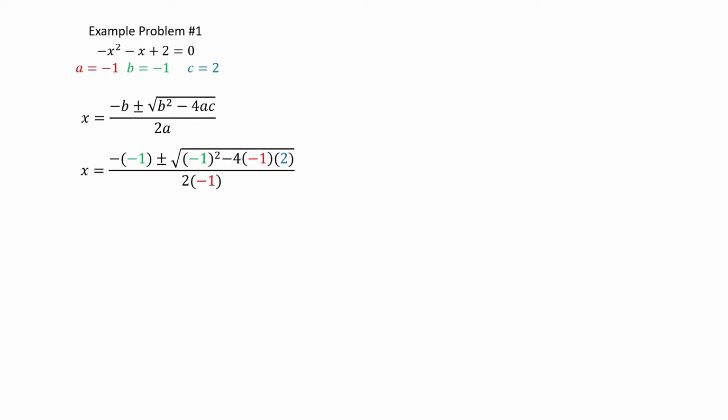Now solve the square root first, which is negative 1 squared, which is 1, and negative 4 times 1 times negative 1 equals positive 4, and times 2 is positive 8. This will be the square root, and negative times negative 1 will be positive, and here will be negative 2, just like that.